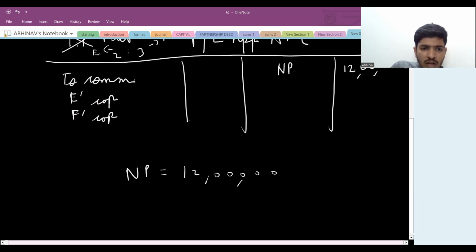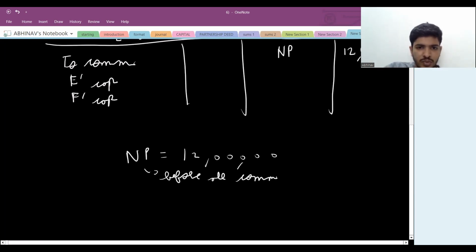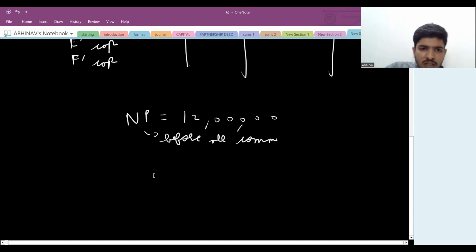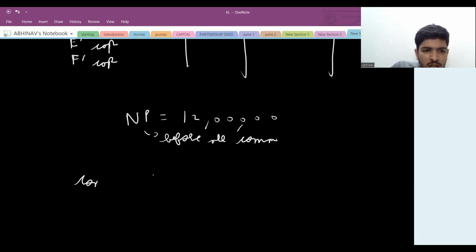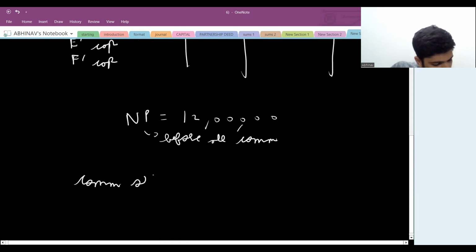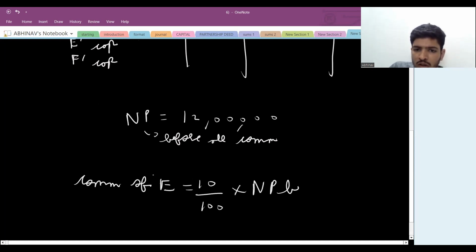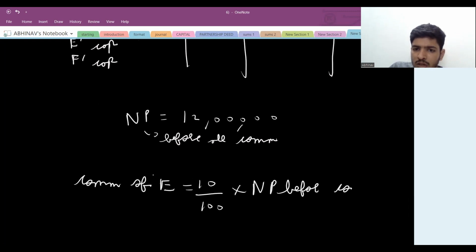So net profit is 12 lakh. That means net profit before all commission of E and F is 12 lakhs. So now, simple. Commission of E is simply 10% of net profit before commission. Correct? That's what is given in the question, right?